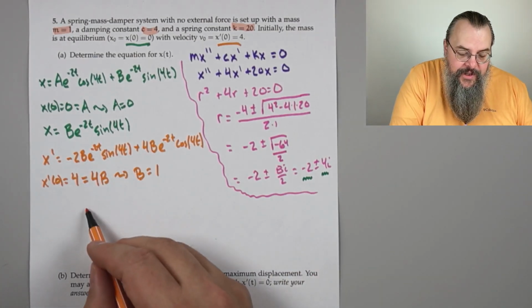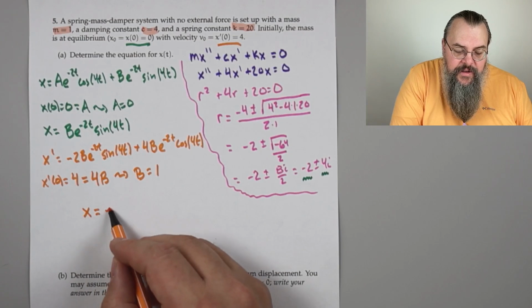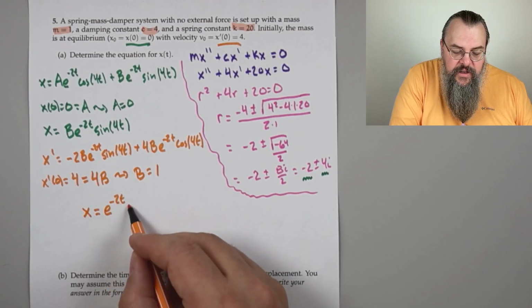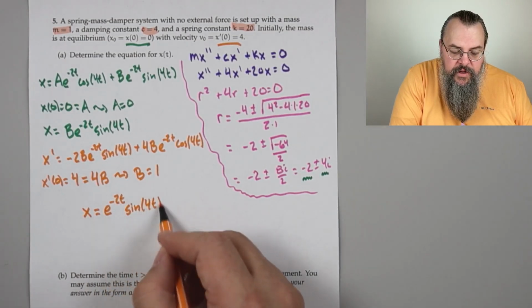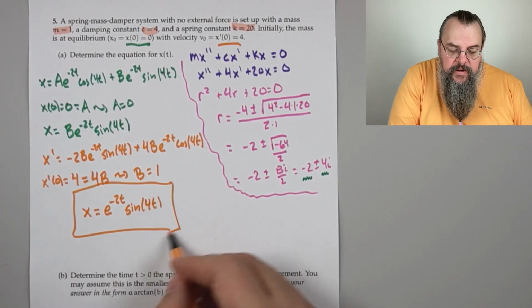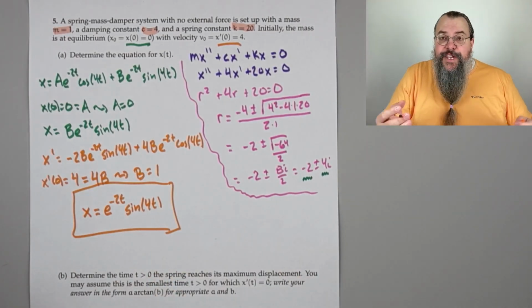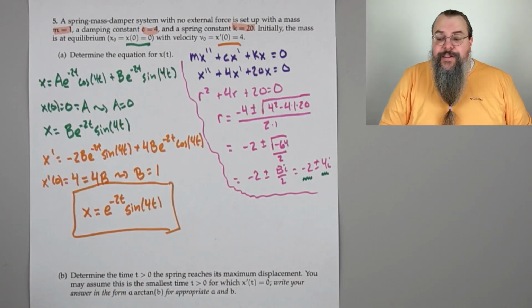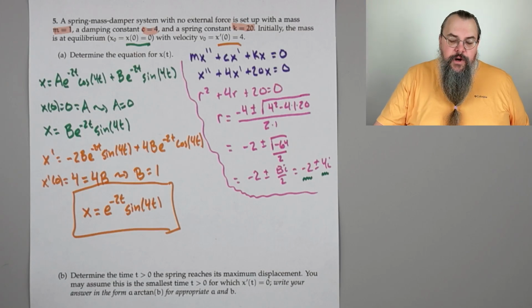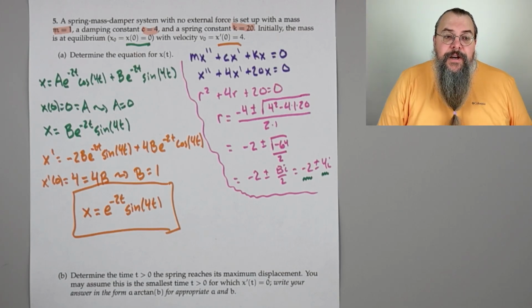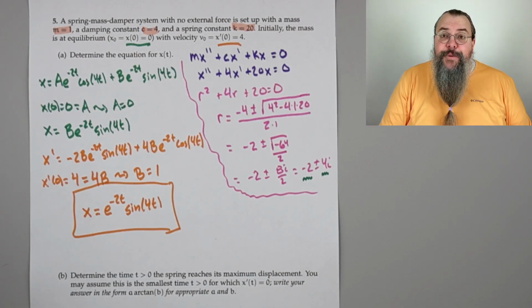So what does that tell us? It tells us that x is e to the minus 2t sine of 4t, because we plug in b equals 1. And there's the motion of the spring. It's surprisingly nice. Okay, well, wonderful. All right. Well, that was part A.